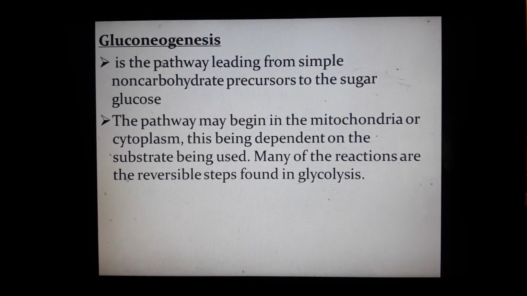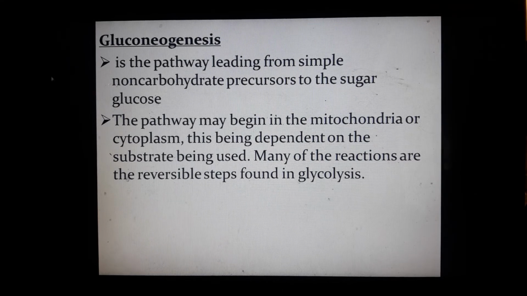So we go now to gluconeogenesis. What do you mean by gluconeogenesis? It is the pathway leading from simple non-carbohydrate precursors to the sugar glucose. Meaning, the non-carbohydrate precursors, the source, will be synthesized or metabolized into a sugar. The pathway may begin in the mitochondria and cytoplasm, depending on the substrate being used.